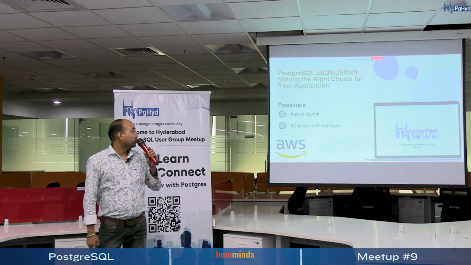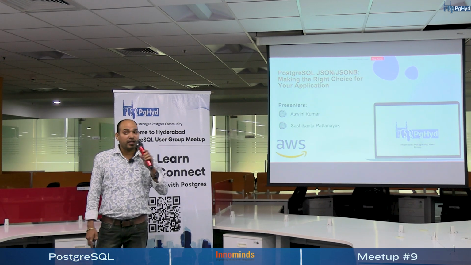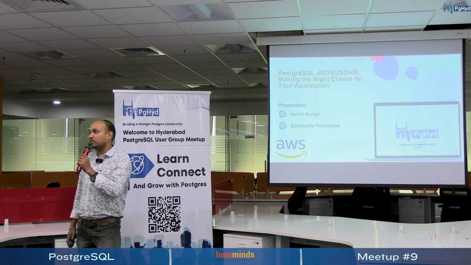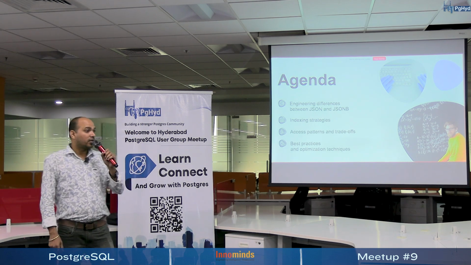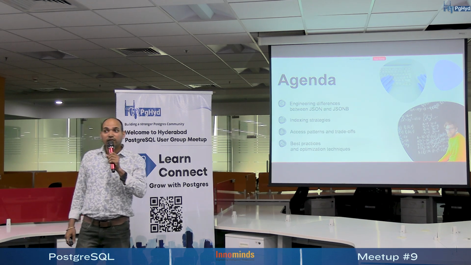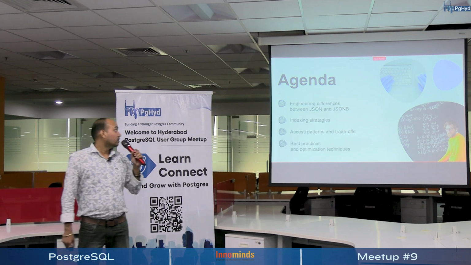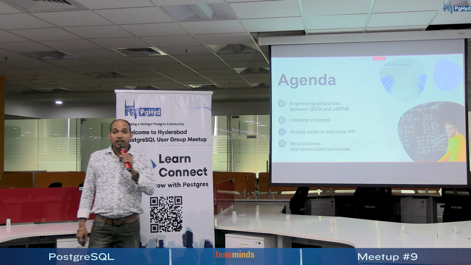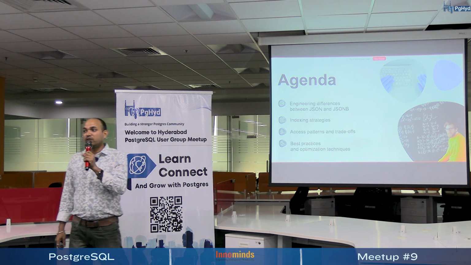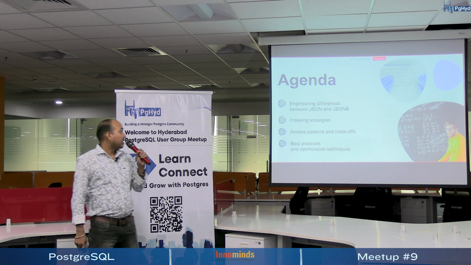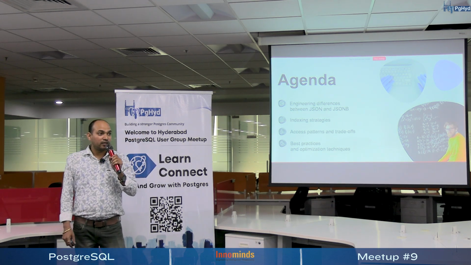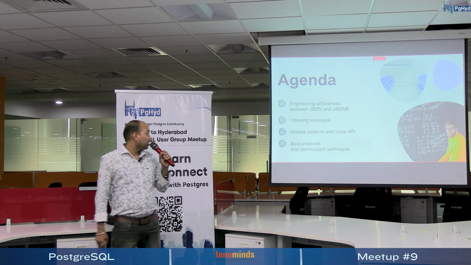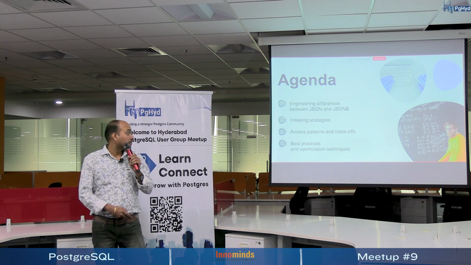So today we have the topic on JSON and JSONB, and how you decide how to choose the right data type, whether JSON or JSONB. So this is our agenda. We will be talking about the JSONB overview, and then we will slowly give you the difference between JSON and JSONB. We will tell you what the indexing strategies are with JSONB or JSON. Then the access patterns, when you go with JSON or JSONB, and how the query looks. Then the last is the best practices with JSON.